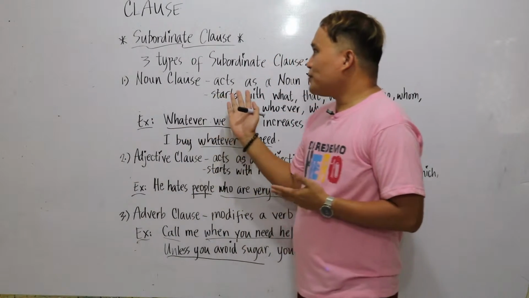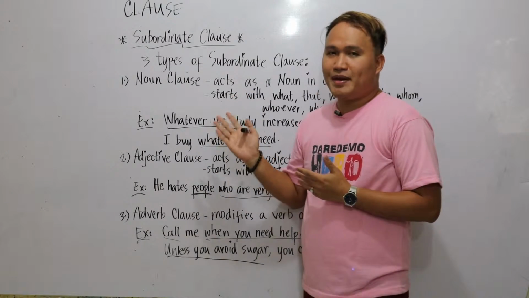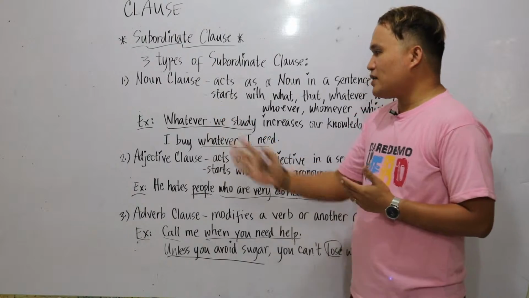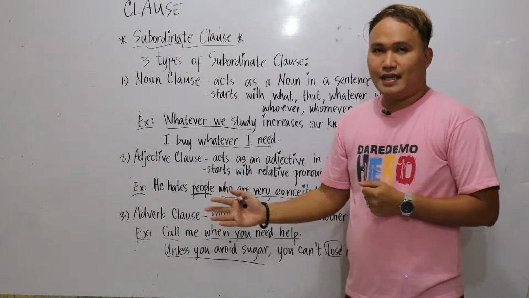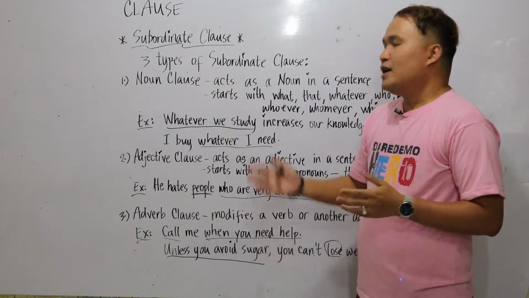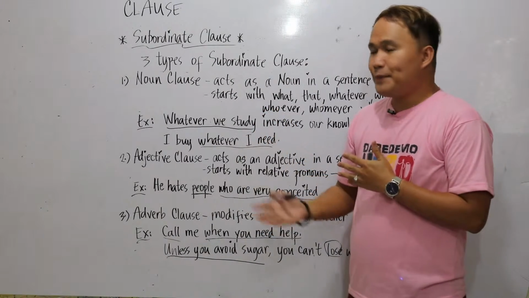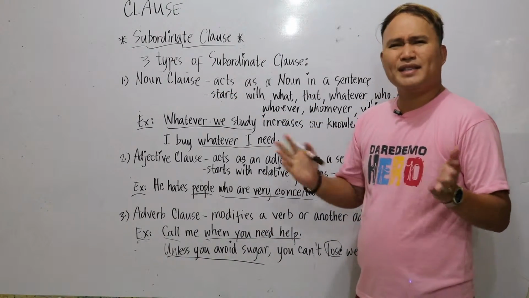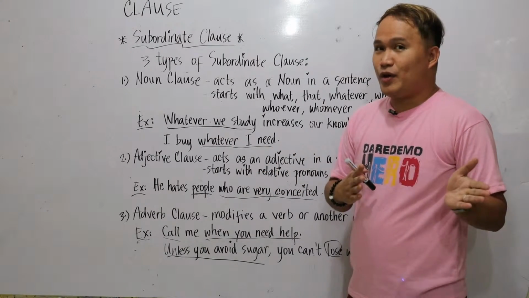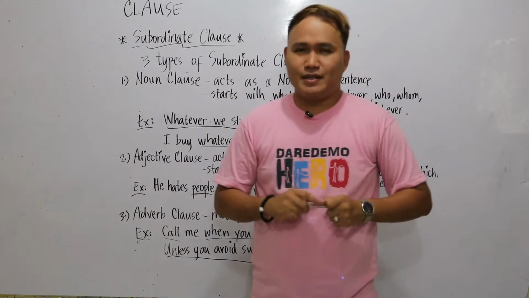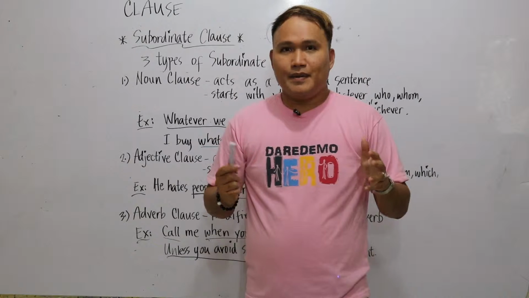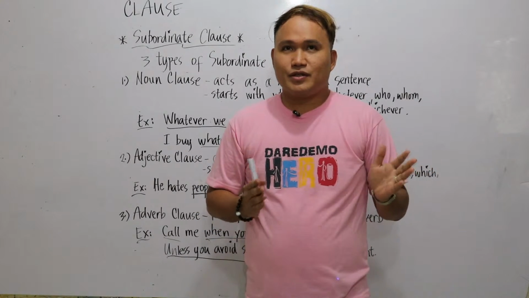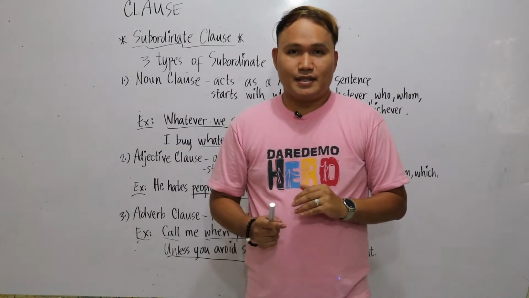Now, a subordinate clause or dependent clause has three types. We have the noun clause, the adjective clause, and the adverb clause. Later on, we will discuss further, but let's have noun clause first. What is a noun clause? From the word noun, we all know that a noun is a name of a person, place, or thing. It also functions as the subject or the object in the sentence.